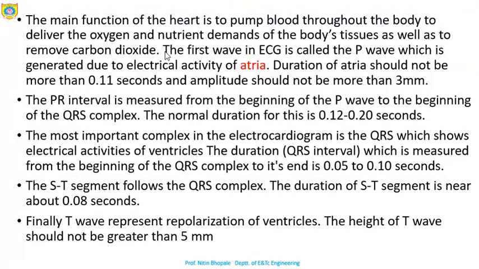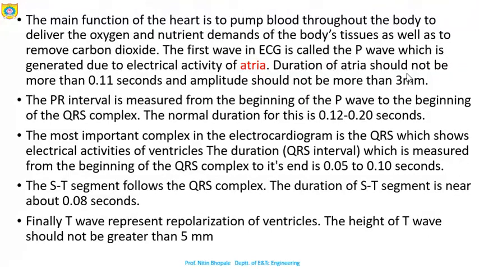The point to be noted is that the first wave in the ECG is called the P wave, which is generated due to the electrical activity of the atria. What are atria? There are two atria in the human heart. The left atrium receives blood from the lung circulation, and the right atrium receives blood from the venous circulation. Atria receive blood while relaxed, which is called diastole. When they contract, which is systole, they move the blood to the ventricles. That is the function of the atria.